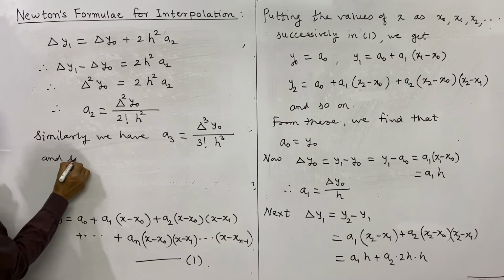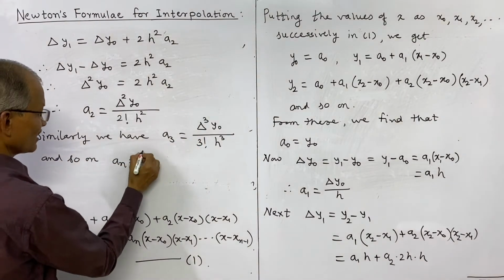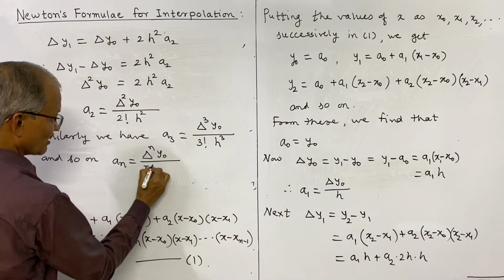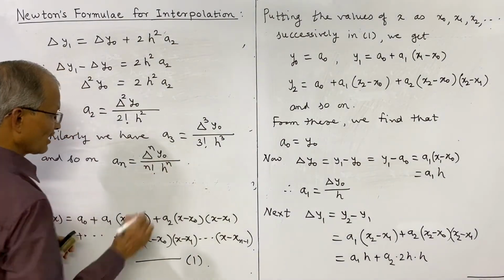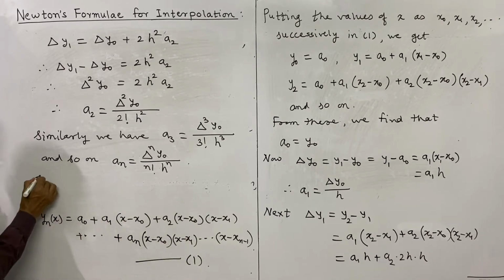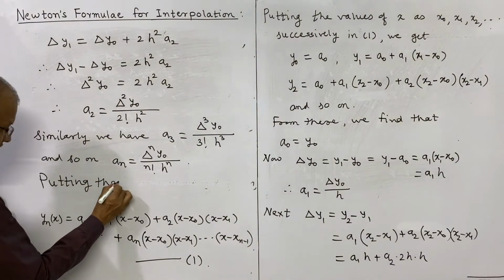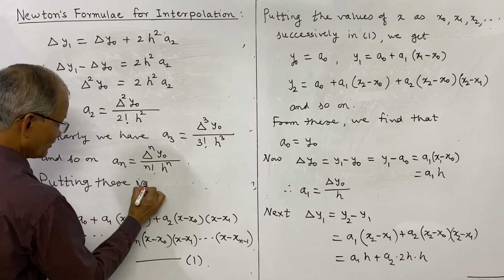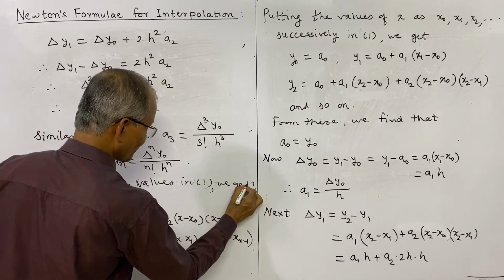And so on. What is an? An will be likewise delta to the power n y0 divided by n factorial into h to the power n. So we shall put these values in 1. So substituting these values in 1, we get.